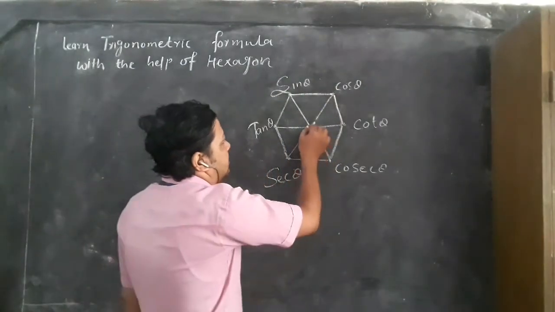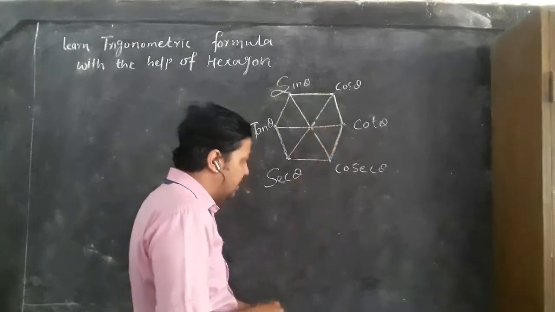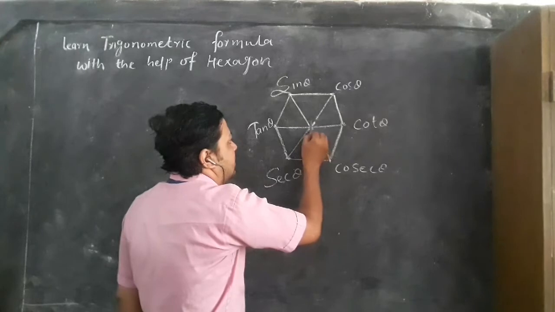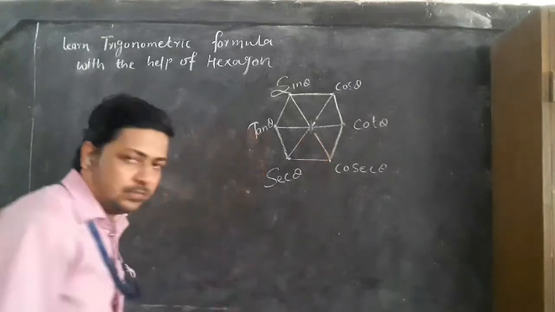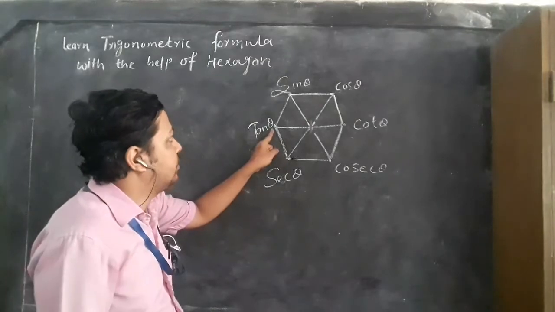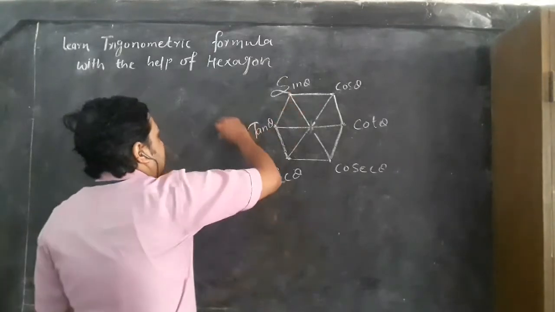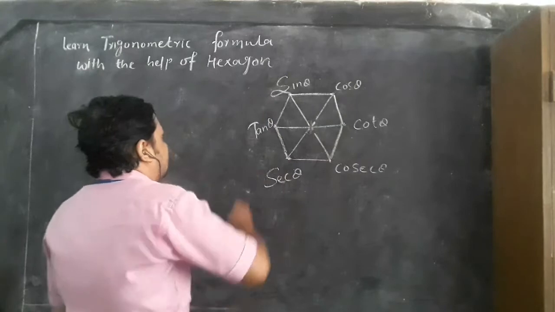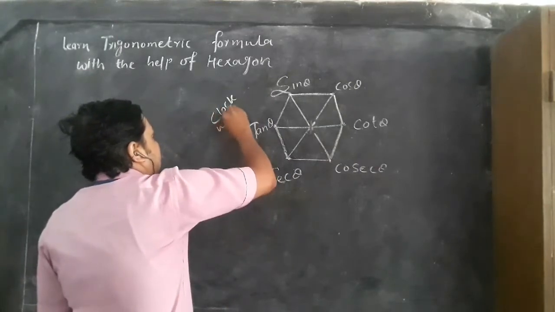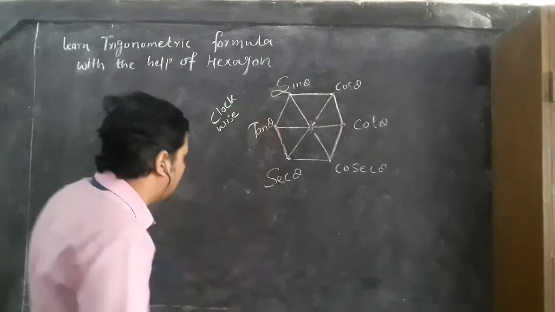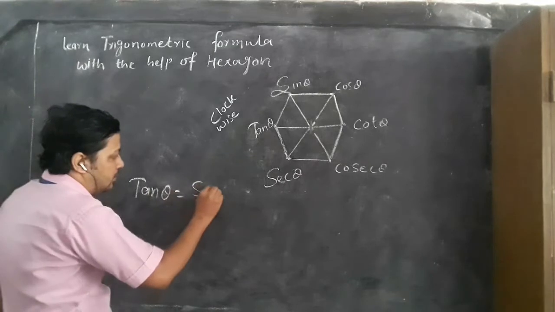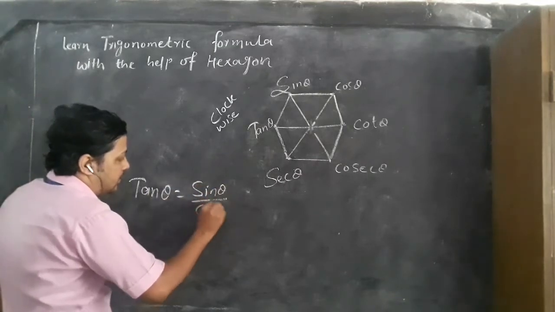Now first write 1 in the middle portion of the hexagon. Here we have drawn tan. We will go in the clockwise direction and put sin theta, as we know that tan theta is equal to sin by cos, sin theta divided by cos theta.